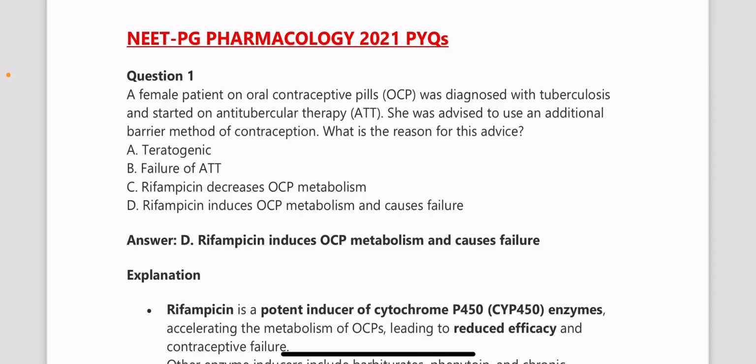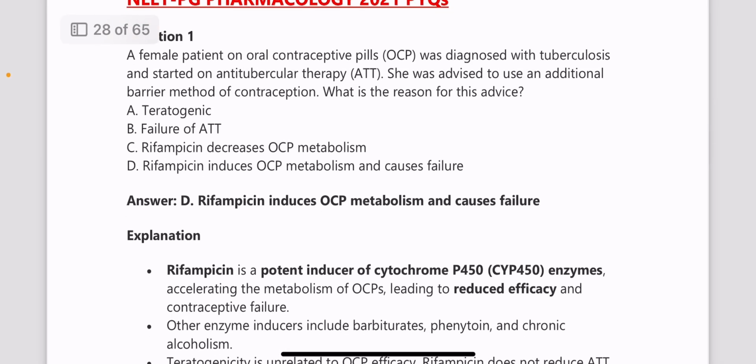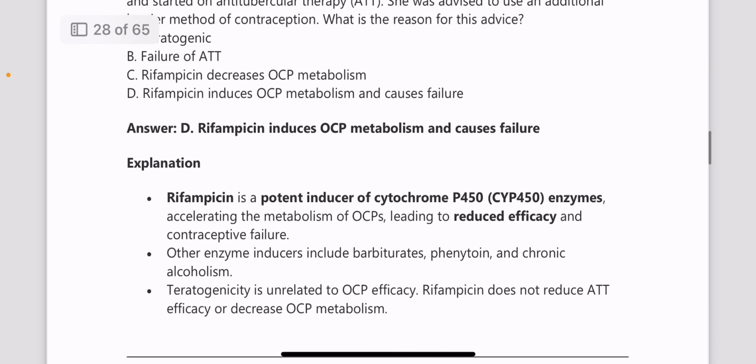A female patient on OC pills was diagnosed with TB and started on anti-tubercular therapy. She was advised to use an additional barrier method of contraception. What is the reason for this advice? Answer is rifampicin induces OC pill metabolism and causes the failure of it. So rifampicin is a potent inducer of cytochrome P450 enzyme, accelerating the metabolism of OC pills, leading to reduced efficacy and contraceptive failure.